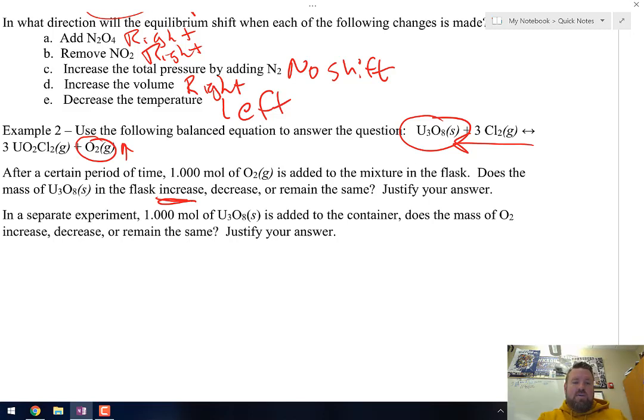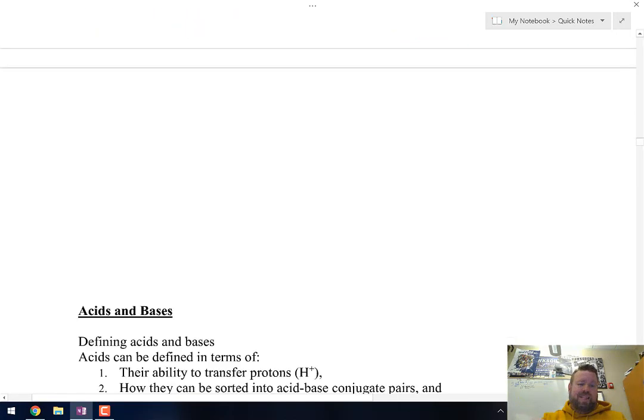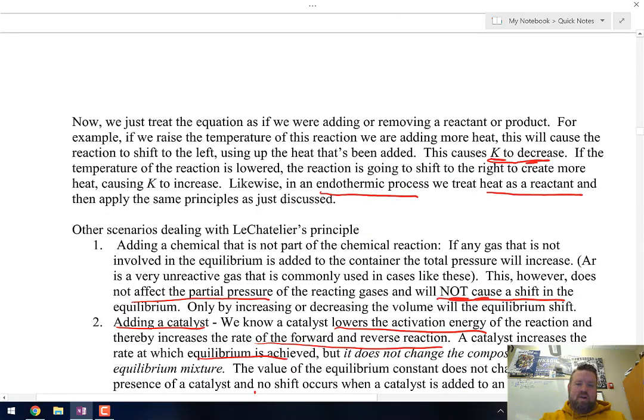Okay, and then in a separate experiment, 1 mole of U3O8 is added to the container. Does the mass of O2 increase, decrease, or remain the same? So again, now we've added some solid. When you do that, because it is not part of the equilibrium constant expression, it does not cause a shift to occur. The mass of O2 would remain the same because U3O8 is a solid. A Le Chatelier's principle shift does not occur, and O2 will remain the same. Okay, and I believe that is it for Le Chatelier's principle.